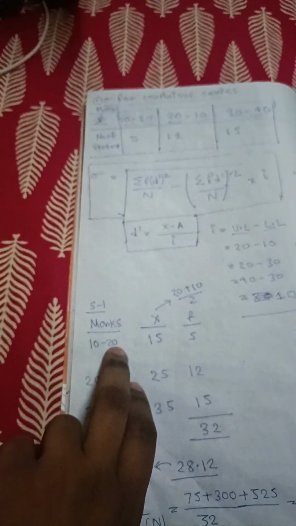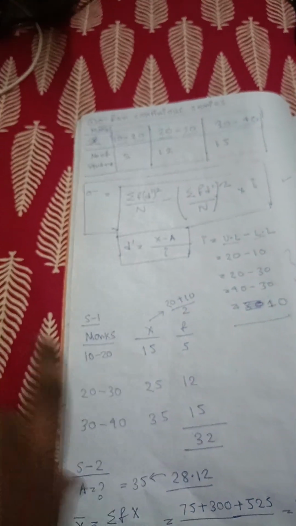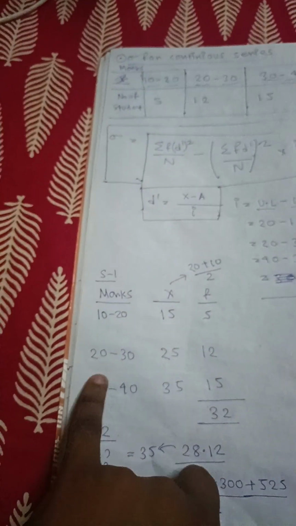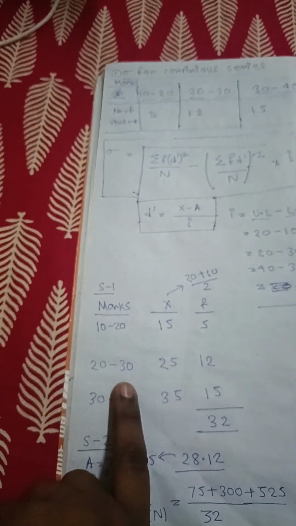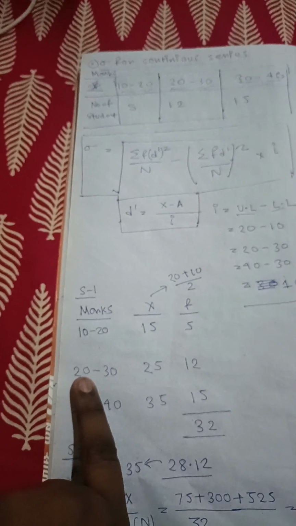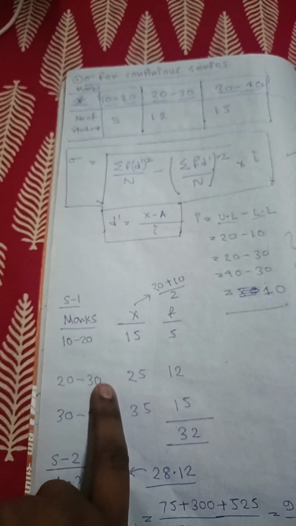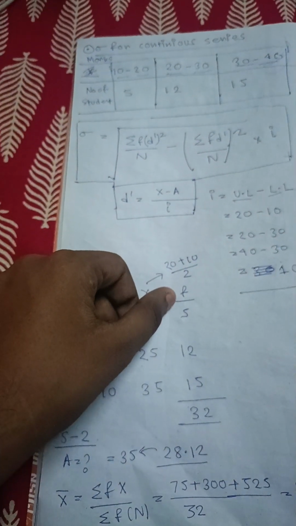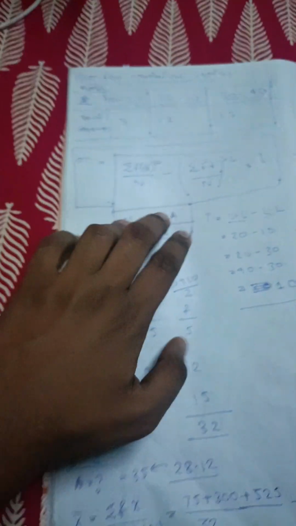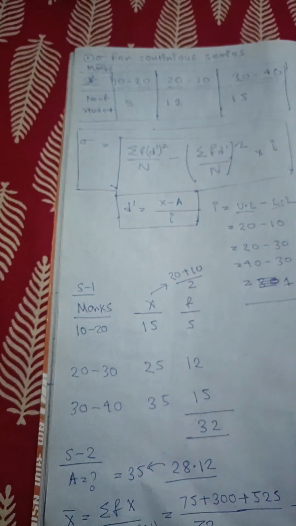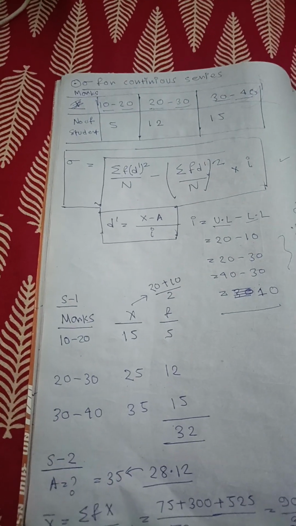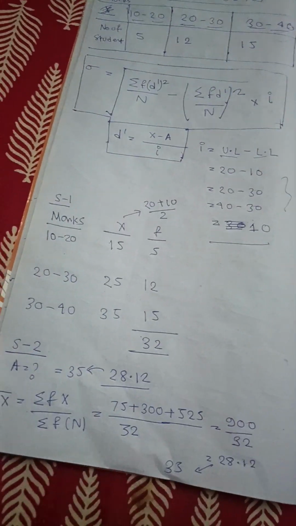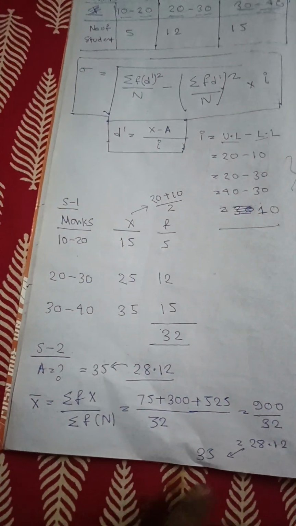For the upper limit and lower limit we have to take the average, or mean, whatever you want to say. So for 20 to 30, 30 is the upper limit and 20 is the lower limit. So 20 plus 30 divided by 2, that is 25, and the frequency is like this. We have to add the frequencies because n also denotes the summation of frequency. So the summation of frequency here is 32. I guess it is clear as of now.